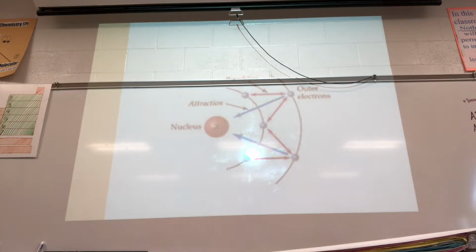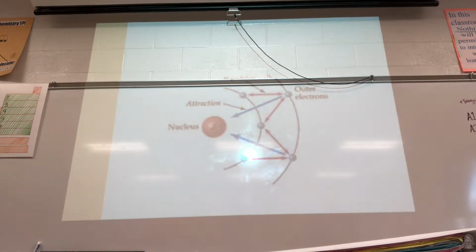Now, technically, the only group that feels the full force is the first row. Yes. You guys shield the second row. But that's why the shielding gets even more. The more electrons you have, the less of the force can get through. Okay, so when we use this word shielding, that's what we're referring to.